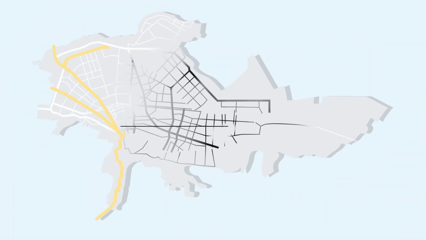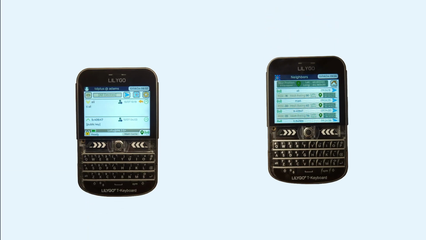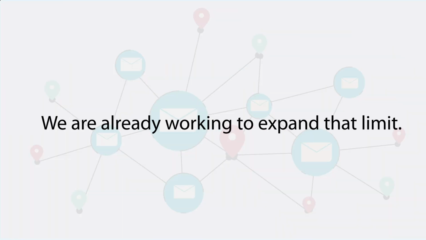During testing, ChatterBoxes sent messages over 7 miles, directly and in a single hop, with slightly upgraded antennas. Since your private cluster can have up to 90 devices, a message can theoretically travel up to 89 hops. We are already working to expand that limit.